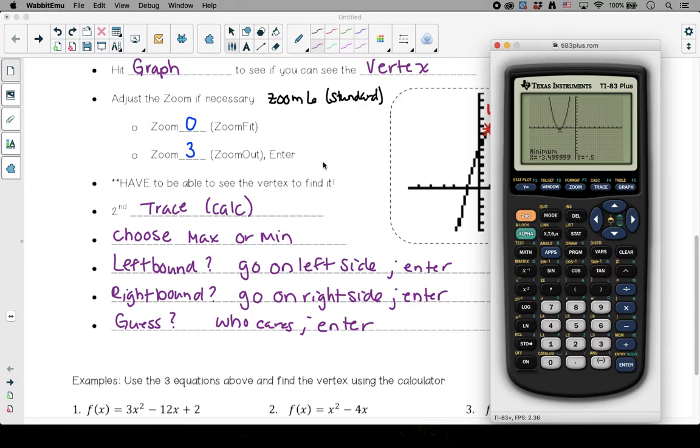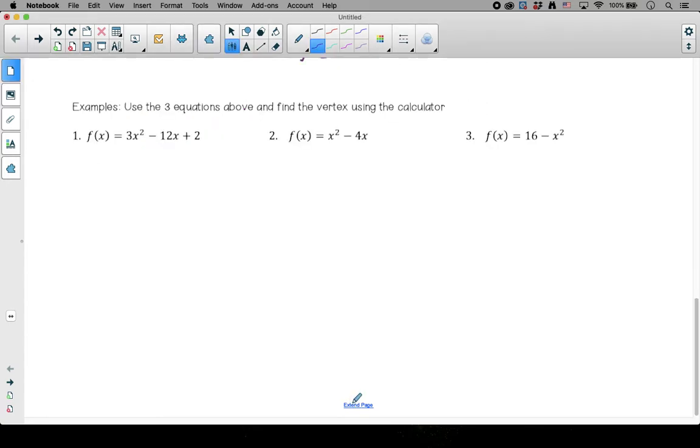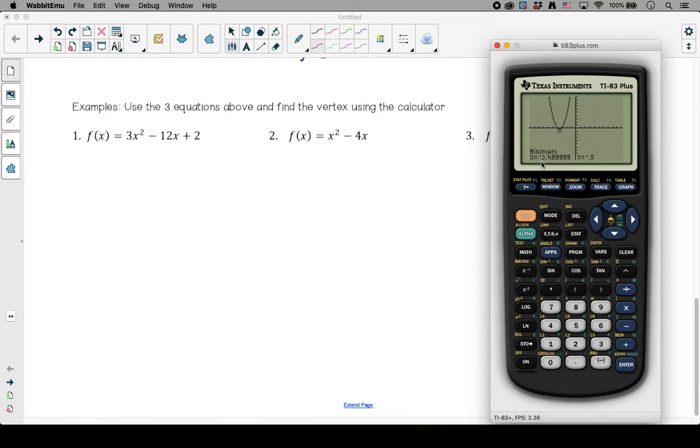So I want to show examples. Use the 3 equations above and find the vertex using the calculator. I did a video on how to find vertices by hand. So let's find these vertices using the calculator instead. So we're going to go to y equals. We're going to clear this.